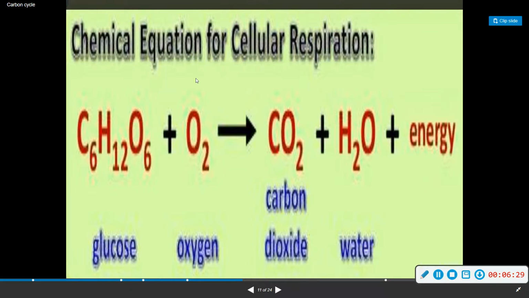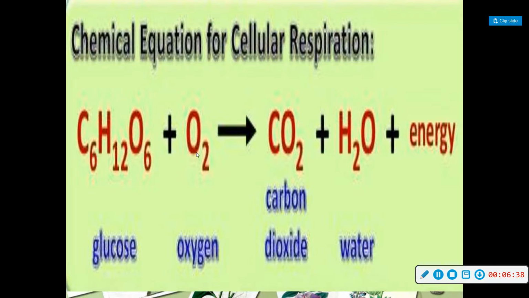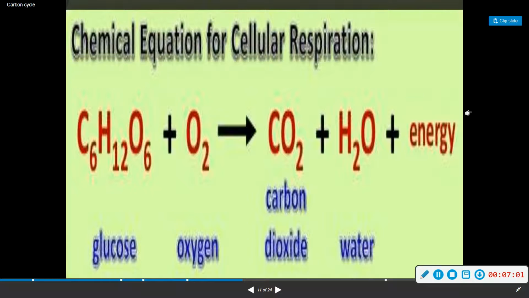So, chemical equation for cellular respiration. Glucose, C6H12O6, plus oxygen will give you carbon dioxide and water and energy, because no chemical equation is fully efficient. So you can't just take glucose and oxygen and just have energy. You have to have byproducts. Water and carbon dioxide are going to be your byproducts here, and energy is going to be your main product. Memorize this. It's good to know.